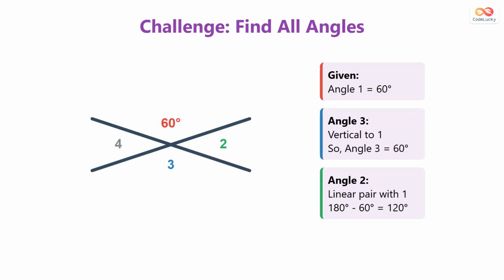Here is a challenge. If we know angle 1 is 60 degrees, can we find all the others? Yes. Angle 3 is vertical to angle 1, so it is also 60 degrees. Angle 2 forms a straight line with angle 1. So, 180 minus 60 gives us 120 degrees for angle 2.